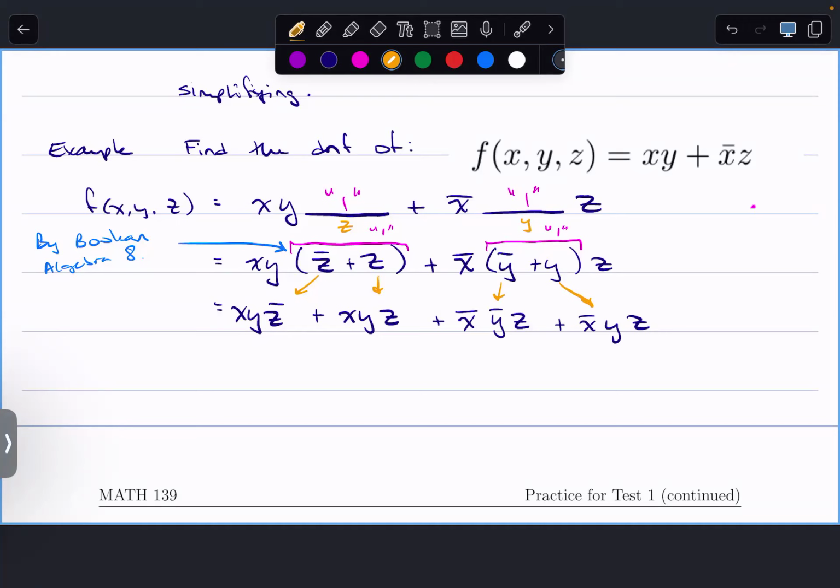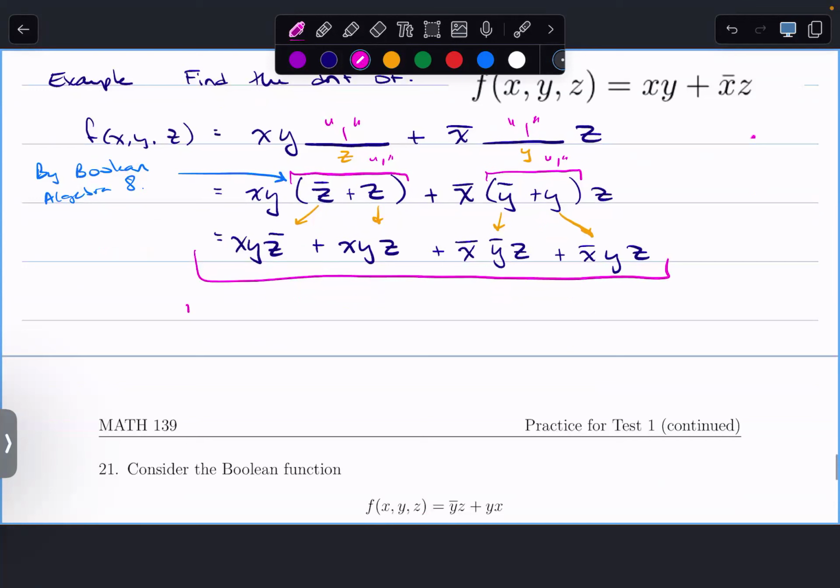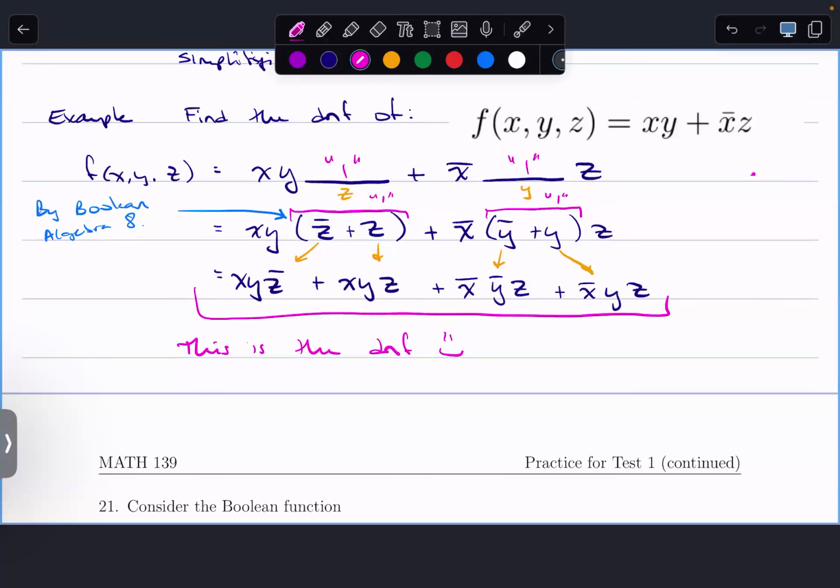What's the point? I don't know, getting algebraically flexy. So this is the DNF. I'll highlight this here. Do we have any duplicates? No. If we had duplicates, you would only list them once.